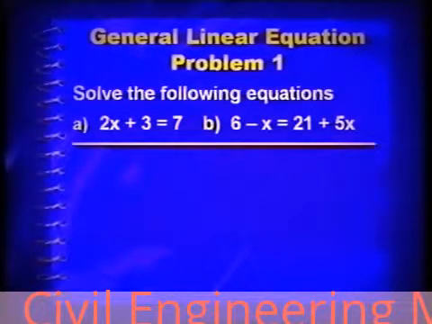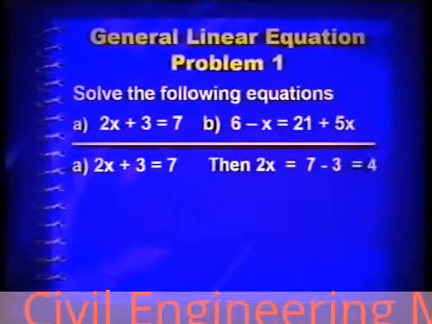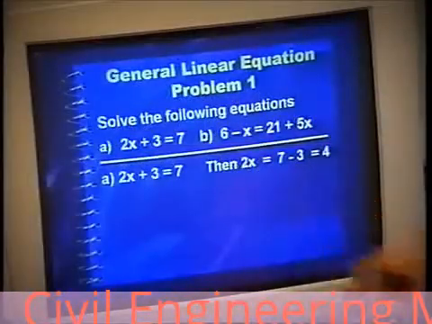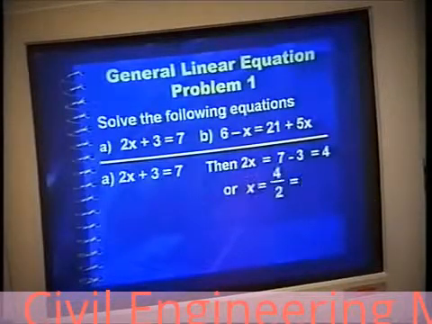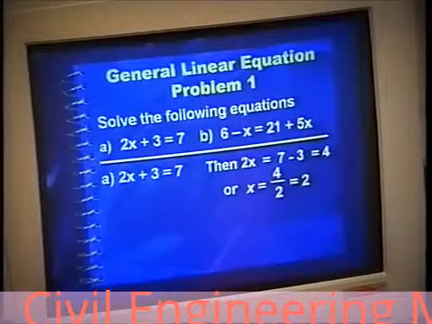Time for an example straight away. If you have to solve the following equation, 2x plus 3 equals 7, then what do you have to do? Well, like I said before, do the transposing first to make it 2x equals 4. Then do the cross multiplication. So divide 4 by 2 to get 2.